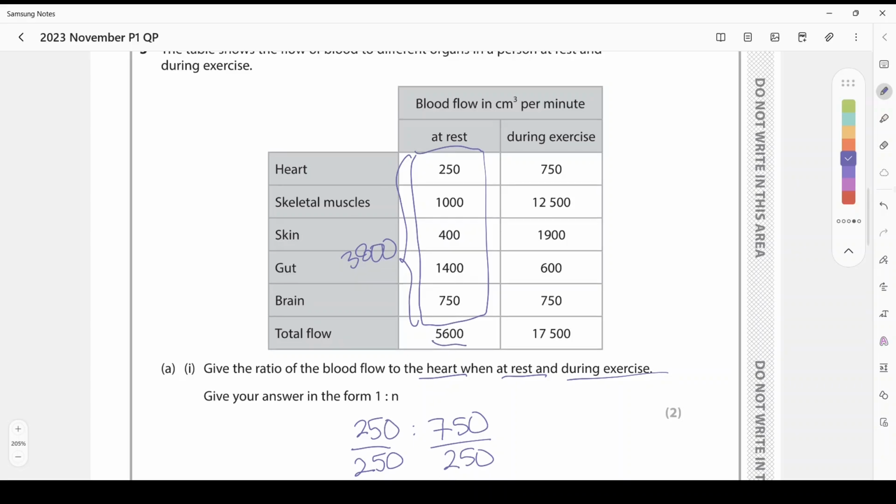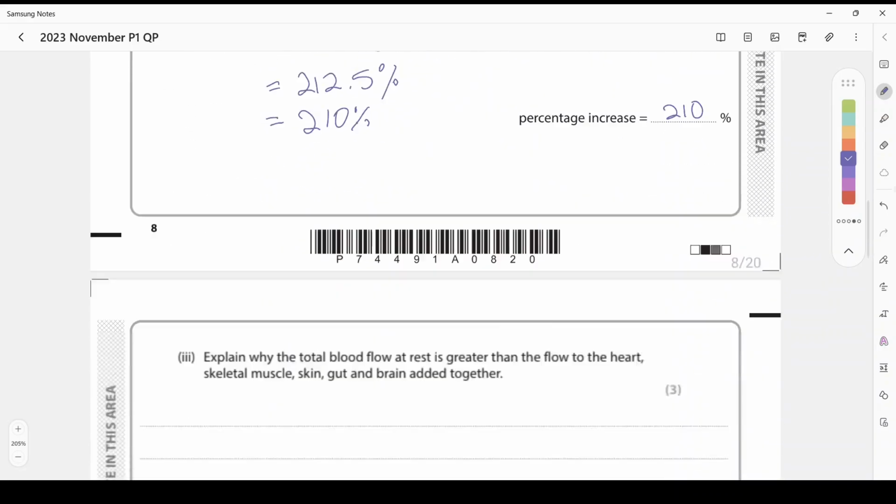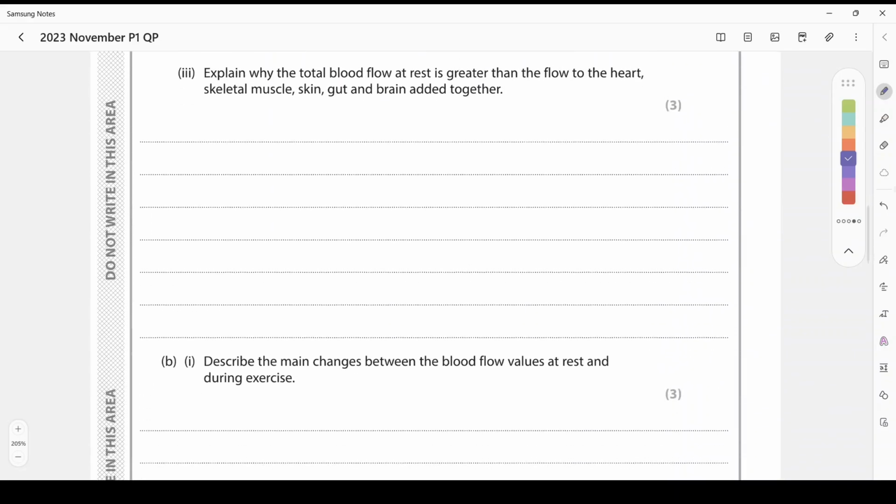So where is the rest of the blood flowing to? Well, it's probably flowing to other organs. So things like the lungs, for example, because the lungs is not on the list, or things like the liver or the kidneys, right? And that's because these organs are in need of oxygen and glucose from the blood, for example. All right, let's write that down.